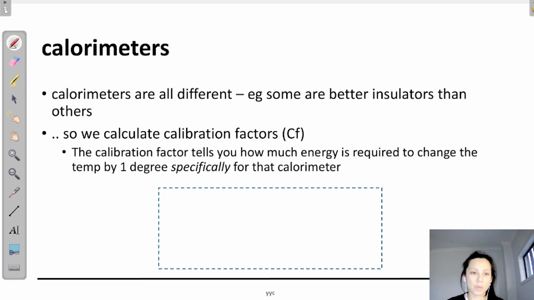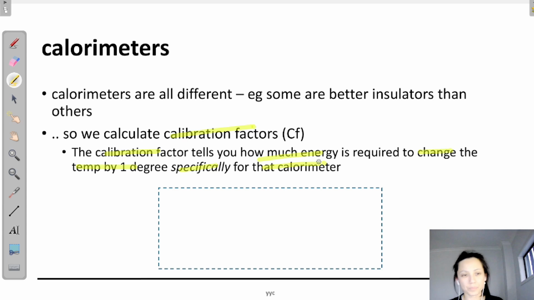And as a result, we have to calculate something called the calibration factor. Calibration factor takes into consideration that maybe some calorimeters are better insulators than others. Some will result in more energy loss than others, but that's okay. We can take that into account in our calculations. A calibration factor says, for this particular calorimeter that you're looking at, how much energy is required to change the temperature of the contents in the calorimeter by 1 degree, specific to that calorimeter.